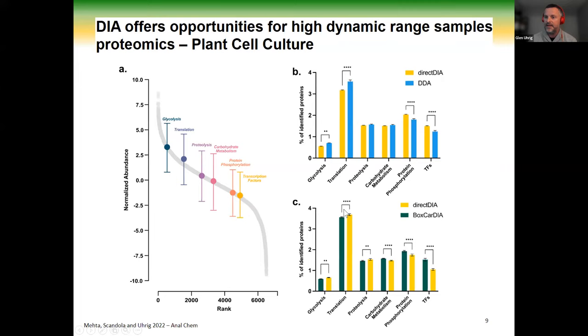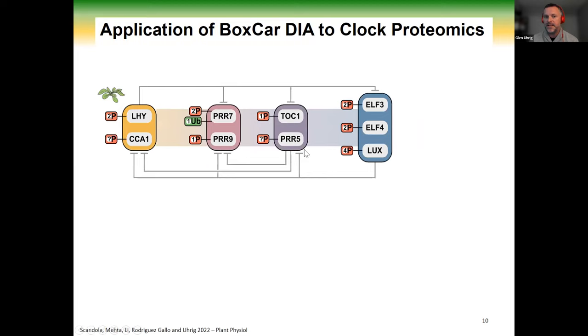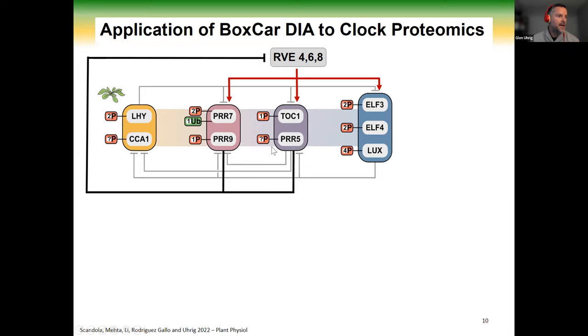And so in the end, we've started to use this approach to ask questions in biology, and in particular, what led to me speaking to you today and something we published in Plant Physiology was starting to assess the clock using boxcar DIA. And we did this by examining the REVEILLE triple mutant, which was provided to us by Stacey Harmer, very kindly. And we wanted to start to examine how proteome changes could be affecting or were resulting from knocking out the REVEILLE genes 4, 6, and 8.